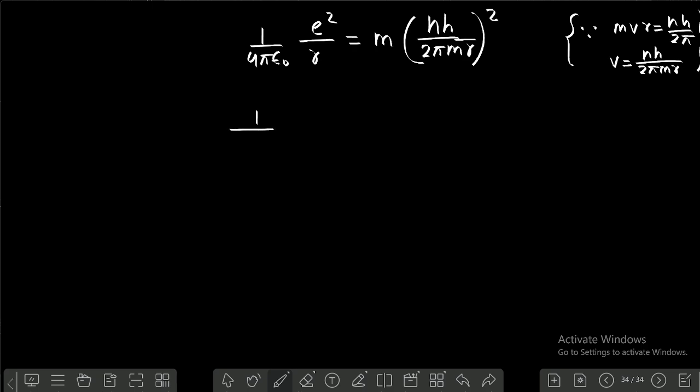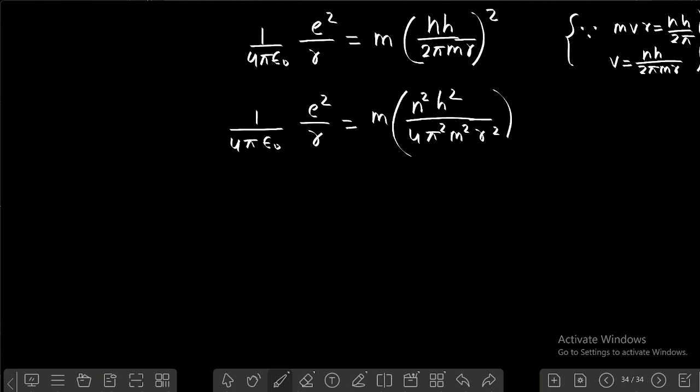Now we'll multiply everything. 1 by 4 pi epsilon naught, e square by r, m into n square h square by 4 pi square m square r square. Now check again, something cancellation will happen. 4 cancels, pi cancels, m square cancels, r square cancels. So you will get e square by epsilon naught on the left side.